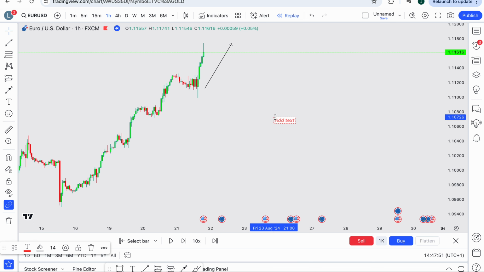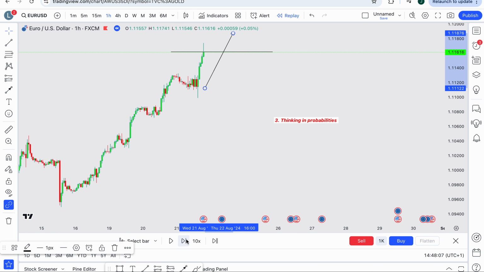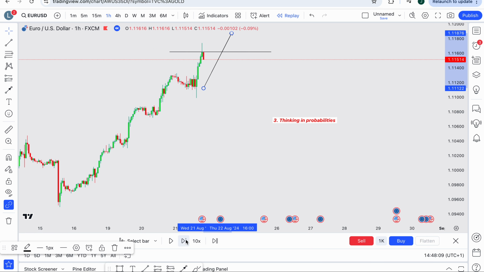Okay, let's go to number 3. Thinking in probabilities, basing your decisions off probability, statistical thinking. I look at a situation like this and think to myself, what's the likelihood of price continuing to push and push? Maybe I can see another green candle. I see a red candle, I think to myself, just close out the trade.